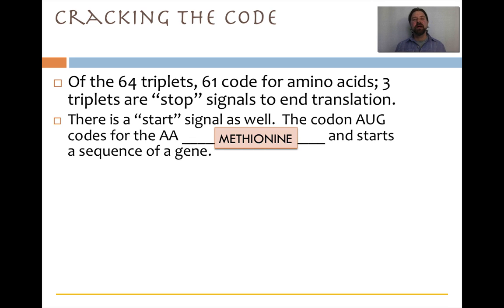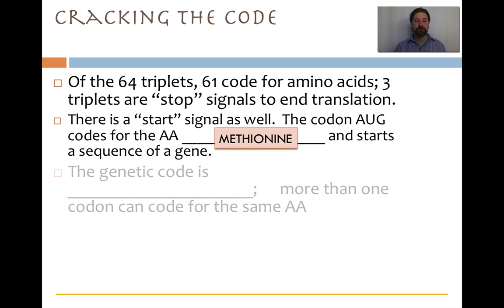So how do we decipher the code? Of the 64 triplets, 61 code for amino acids, but 3 of them are triplets that serve as stop signals to end translation. There's also a start signal as well. The codon AUG codes for the amino acid methionine, and that will start a sequence of a gene. So as we look at the process of translation later, you're going to notice that all of the polypeptides seem to start with this amino acid methionine, and the reason is because it is the start codon.